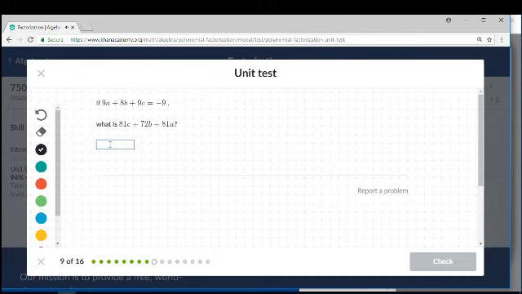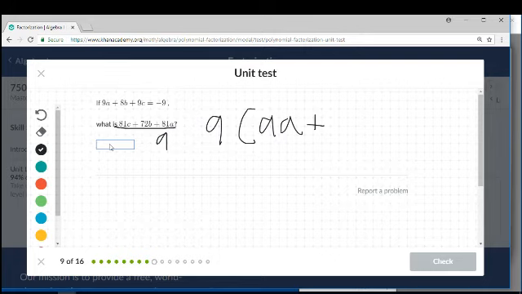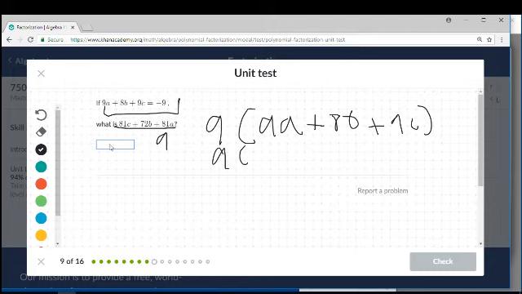If 9a plus 8b plus 9c equals negative 9, what is 81c plus 72b plus 81a? All right, so let's check this out. I think we can divide this by 9. We have 9 times 9a plus 8b plus 9c, and this is equal to negative 9. So this is 9 times negative 9. That's equal to negative 81.